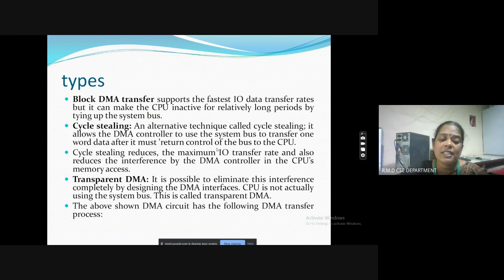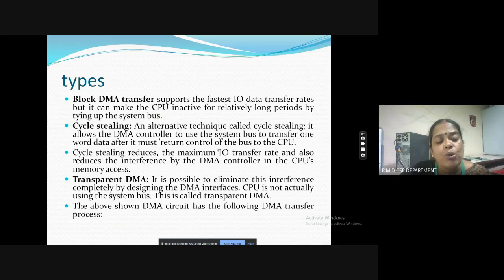Then the third type is called transparent DMA. It is possible to eliminate the interference completely by designing the DMA interfaces so that the CPU is not actually using the system bus. This is called transparent DMA. Transparent means it is visible, it is known to the processor and known to the DMA controller.